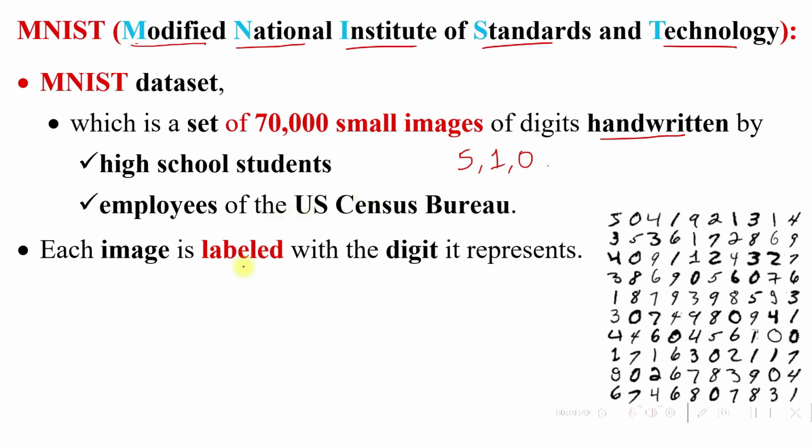Each image is labeled with the digit it represents. For example, here we have some sample images like 5, 0, 4, 1, 9, 2, 1, 3, 1, 4. We have different types of handwritten digits.